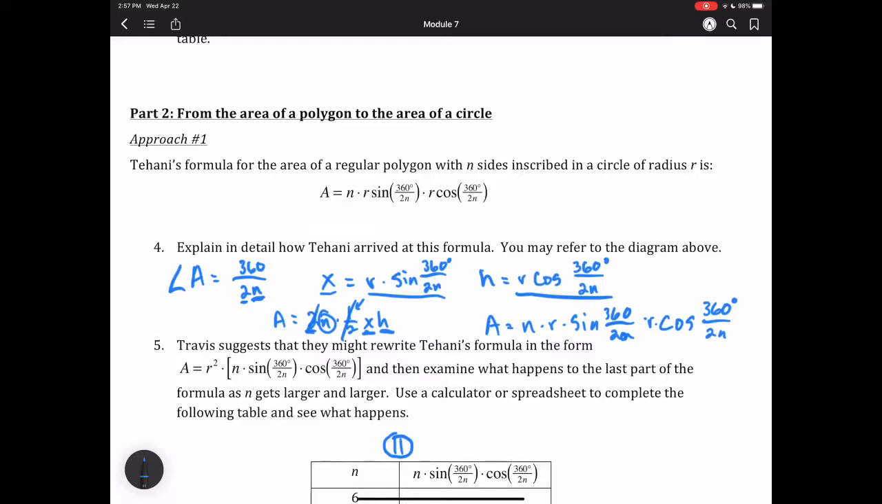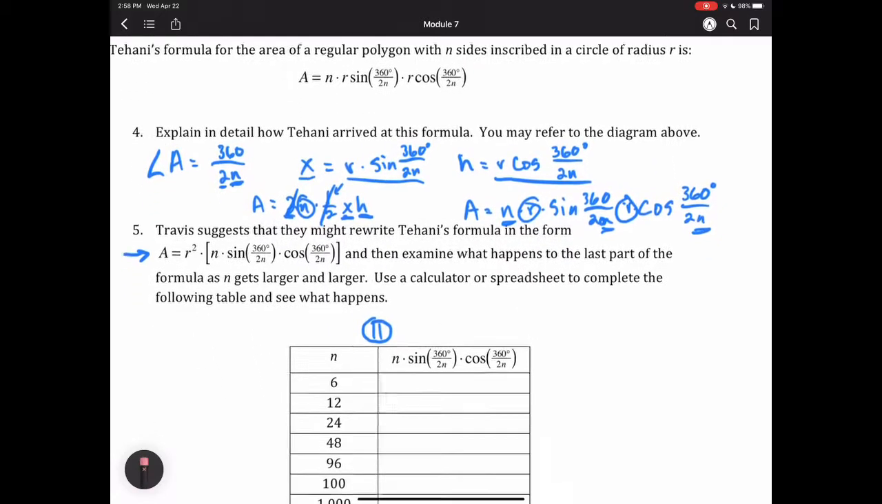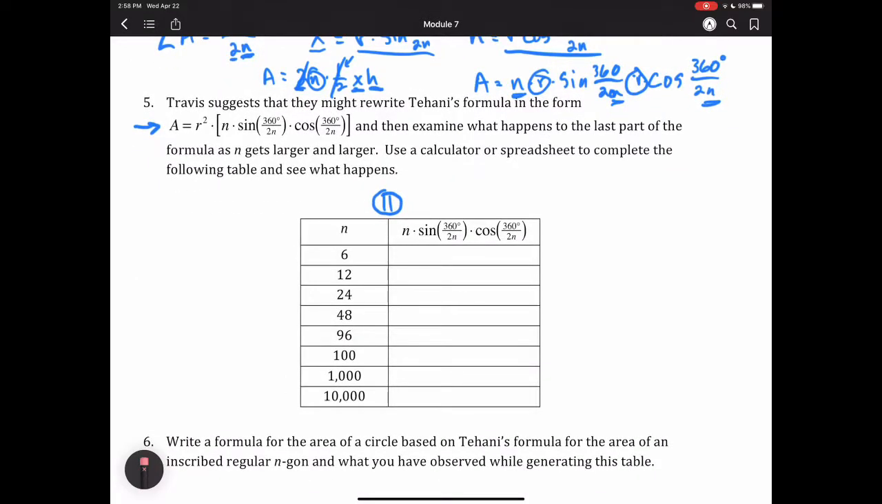But again, since I know that n is the only thing that's changing, I'm going to take any factor with n in it and isolate that. And then anything that's not n, this r times r, I'm going to bring it outside this bracket, okay? So this is what Tahani is suggesting right here. The area is equal to r squared times n times the sine of 360 over 2n times cosine of 360 over 2n. So now we're going to examine again that n portion, okay?